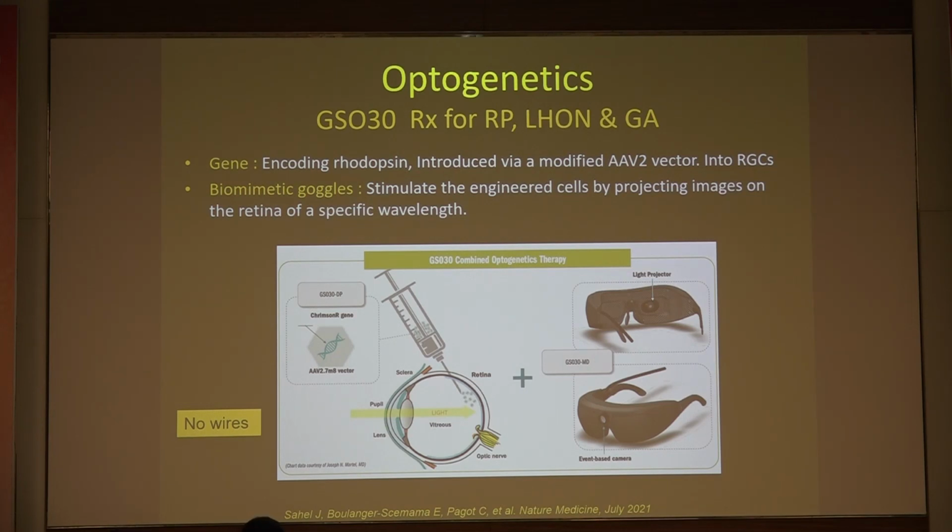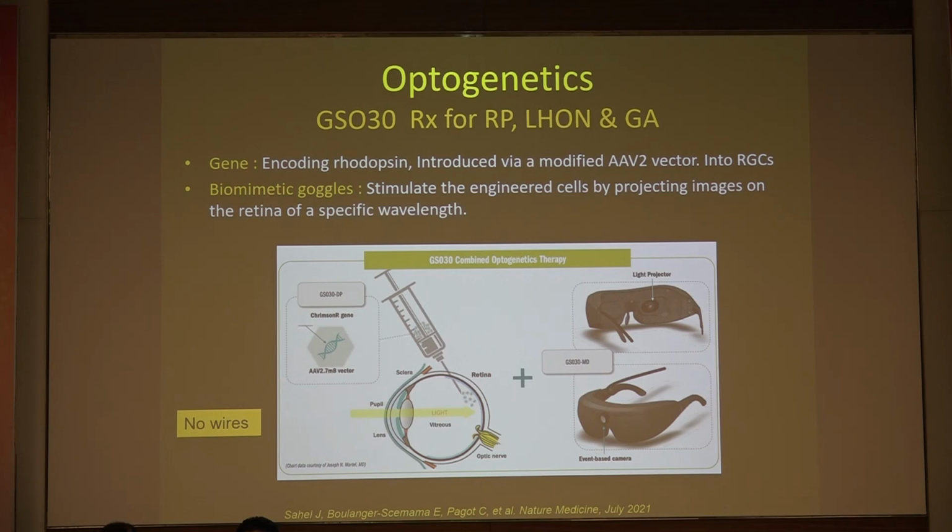And then there is a pair of goggles that one wears, which are known as Biomimetic Goggles, because rhodopsin, as you know, is not sensitive to all the colors of light. So they use a very special wavelength. They have not disclosed what wavelength. So the camera picks up the image and converts it into that specific wavelength and beams it on the retina. And the retinal ganglion cells then create an image. They actually create an image.